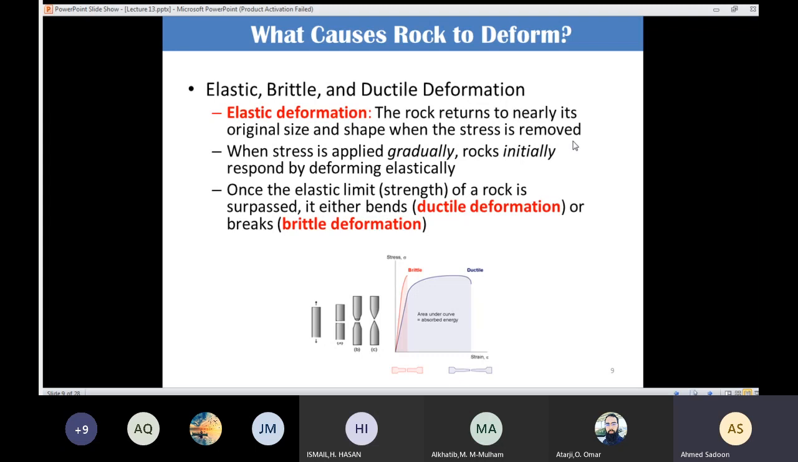Is that point clear for you? Any questions about the elastic deformation? Yes, Doctor, it's clear. Thank you.